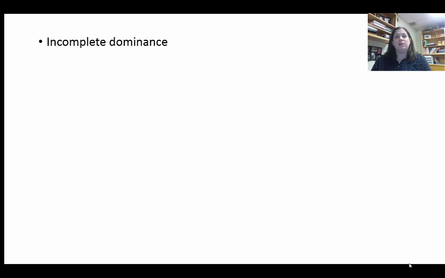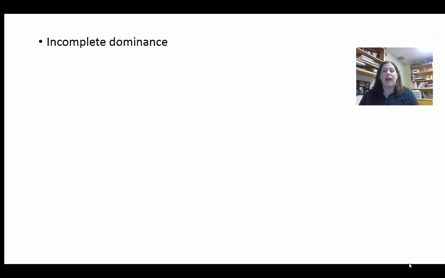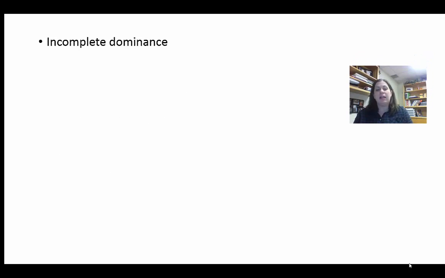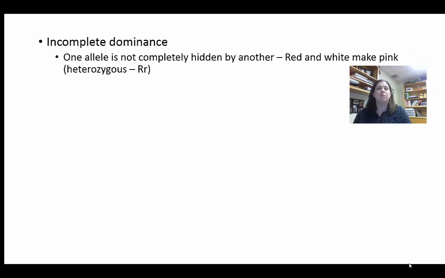Now, codominance we said was where both are seen equally, A and B blood type. However, in incomplete dominance, one allele is not completely hidden by the other. So you see an intermediate. This was best seen when we saw the four o'clock flowers or carnations, where a red flower is mated with a white flower and it gives you the pink. So the heterozygous individual who has the red and the white gene, the flower is therefore pink instead of red or white. That's incomplete dominance.